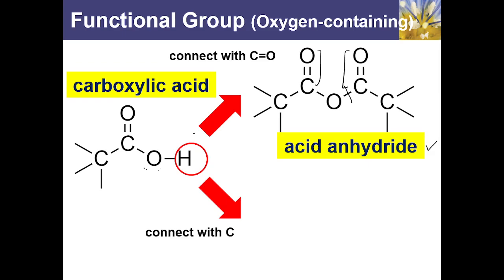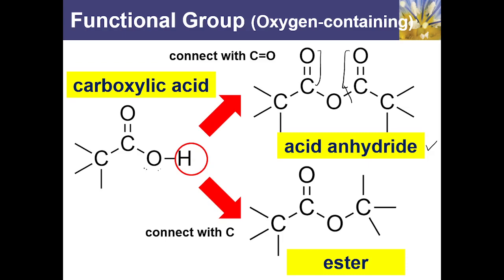Now, if this hydrogen is replaced with carbon, so let's say you add a carbon here, it will look like this. You have your C double bond O, O, C, and this is what you call your esters. Okay? So take note of the difference between acid anhydride and esters. Our H was replaced by a carbon, and you connect the carbon with another carbon. But in the anhydride, a carbon-oxygen double bond is connected to this oxygen. So that is the difference between the two. Okay?